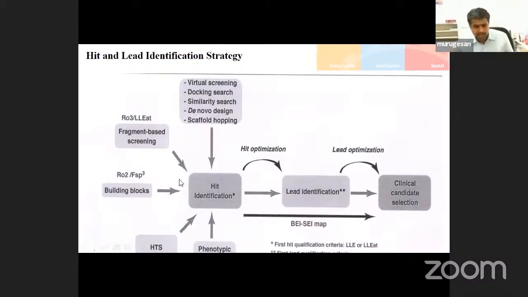Here the first step is hit identification. In order to identify the hit, these are the various strategies being widely used. Starting from here, that is virtual screening, docking, similarity search, de novo, scaffold hopping approach. Then apart from that, fragment based screening, that is FBDD. Then building blocks based, that is RO3, RO2 or FSP3. Then high throughput screening, then phenotype screening, all will result in the identification of a hit. Once a hit has been identified, then it needs to be optimized.